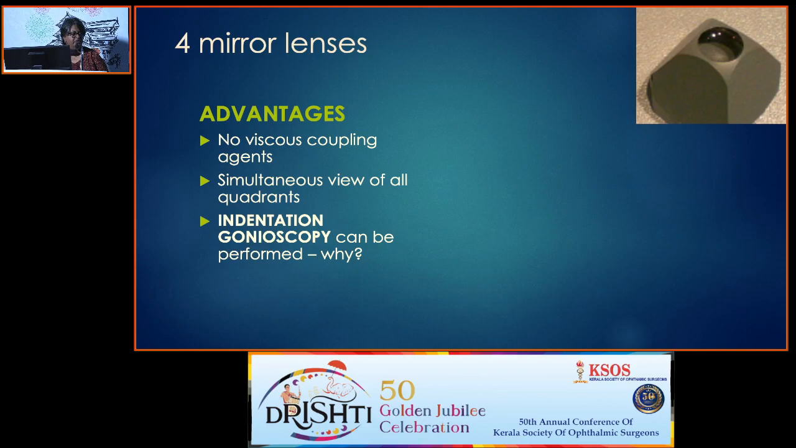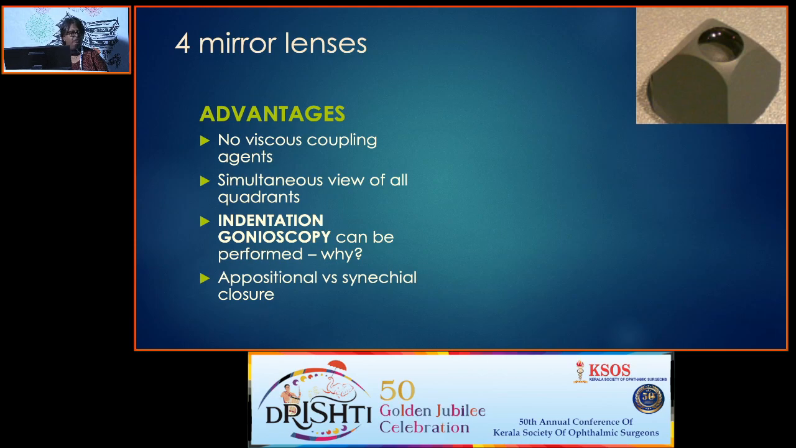What is indentation gonioscopy? You apply pressure on the cornea so that you can differentiate between appositional closure and synechial closure. Appositional closure is when you press on the cornea and the angle opens up. Synechial closure, this closed angle does not open up. There is a permanent PAS.